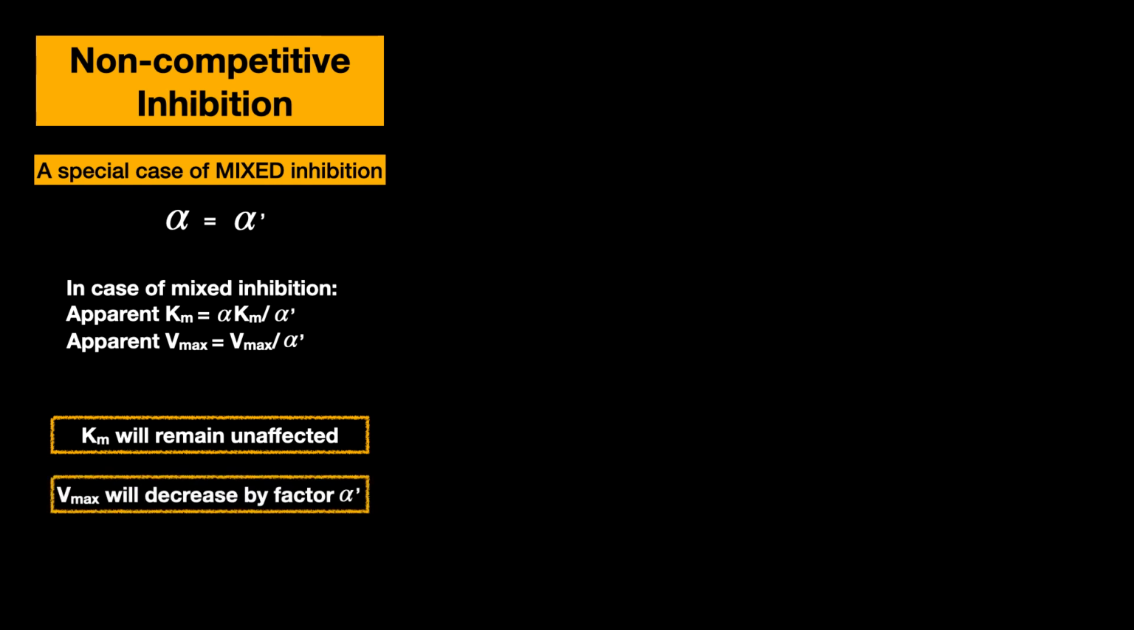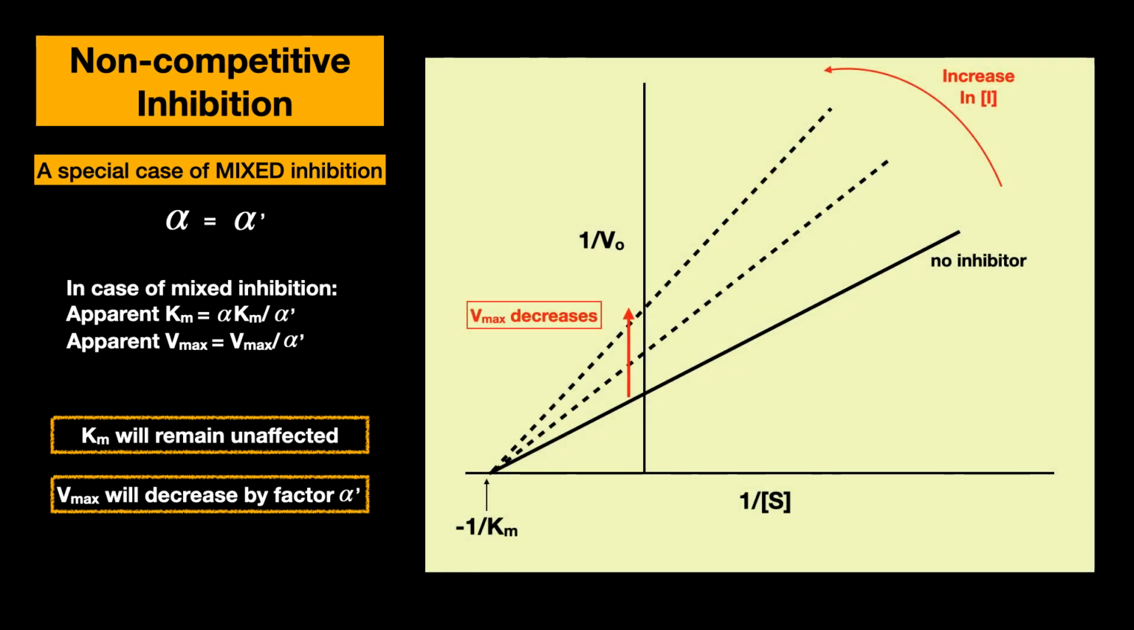There is a special case of mixed inhibition when alpha will be equal to alpha dash, and this is called non-competitive inhibition. In this case, Km will remain unchanged because alpha and alpha dash will cancel out, and Vmax will decrease by factor alpha dash. So the graph will look something like this. Only Vmax decreases and Km remains the same with increase in inhibitor concentration.